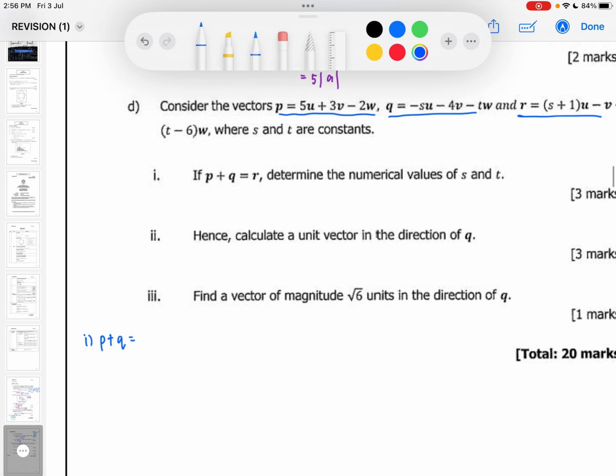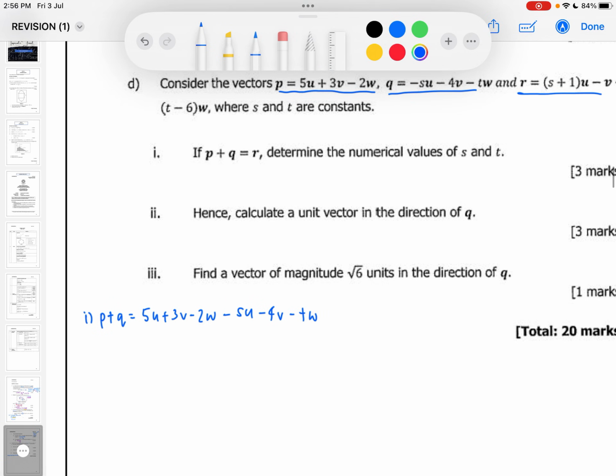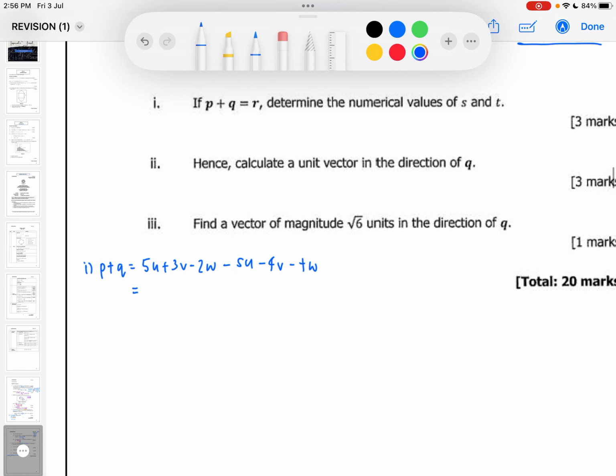So P is 5U plus 3V minus 2W, and then Q is negative SU minus 4V minus TW. So how am I supposed to add all this when there's so many unknown variables? So what we're going to do first is I'm just going to combine the numbers of the unknown variables.